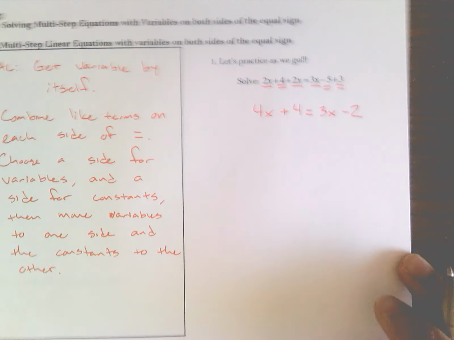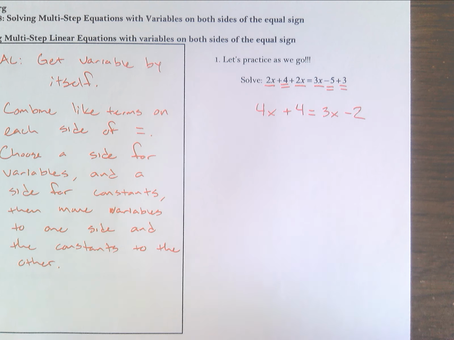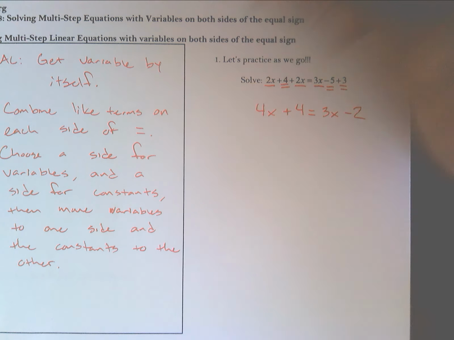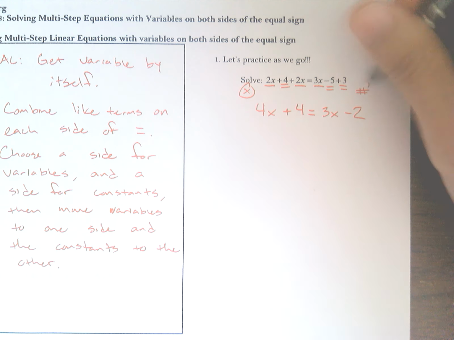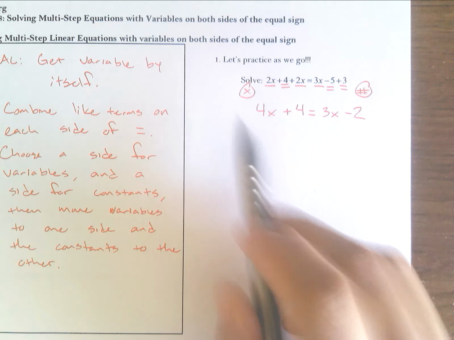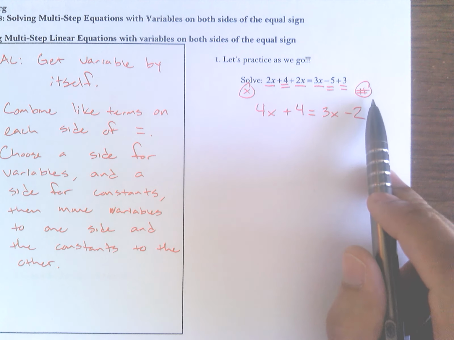So looking at this one, I want to choose a side for the variables and choose a side for the numbers. Let's say that the left-hand side is our variables and the right-hand side is our constants, our numbers. Left side is variables, the right side is our numbers, our constants.